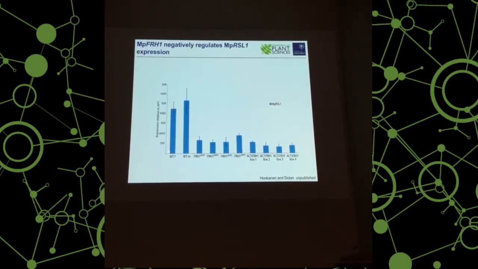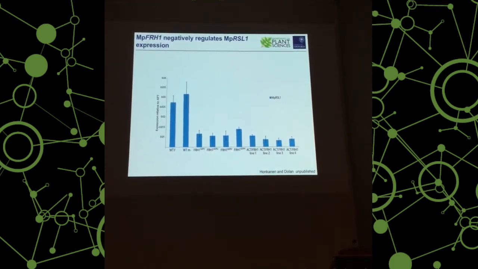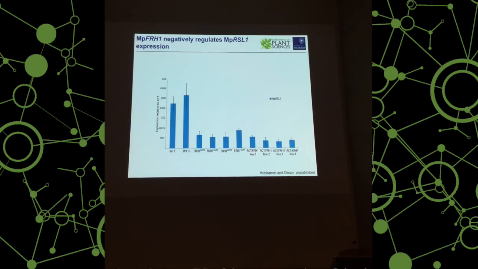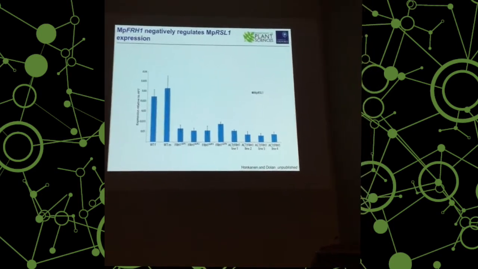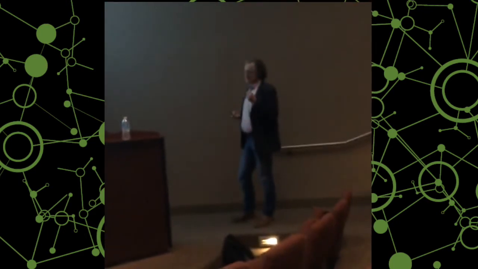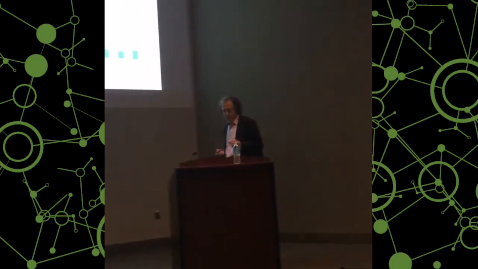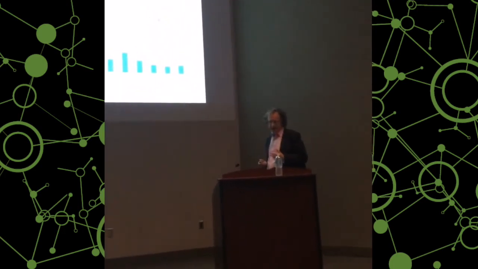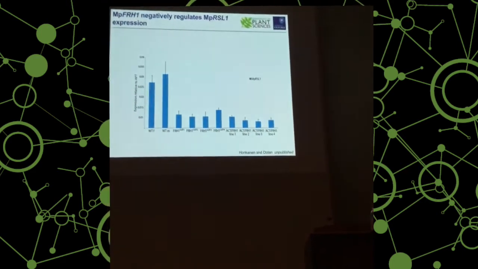Okay, and if we look at the expression levels of RSL1 in these various gain of function, these are the 4 gain of function mutants that we found, and then these are the overexpressor lines, the transgenic lines that we made. We can see that the levels of RSL1 transcription are down by about 75%. So they're quite dramatically reduced here. So that's consistent with the hypothesis that RSL1 message is being cleaved by the FRH1 microRNA.